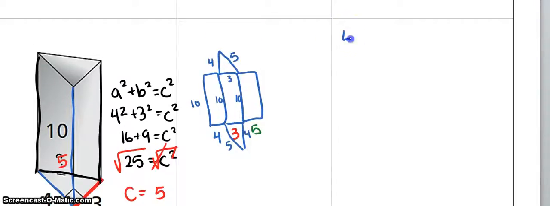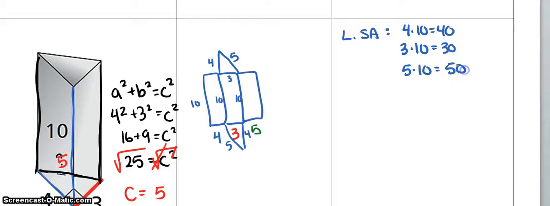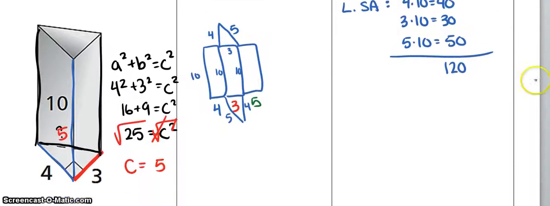Okay, so to find the lateral surface area, I would have to add up the area of all the sides. So there are 3 rectangles. One rectangle is 4 by 10. So 4 times 10 would give me 40. So that's the area of one side. The next rectangle is 3 by 10, which will give me 30. The next rectangle is 5 by 10, which will give me 50. So the lateral surface area would be the sum of all those, which 40 plus 30 plus 50 is 120. And since I'm talking, actually I don't know units in this case, so I'll just say units squared.